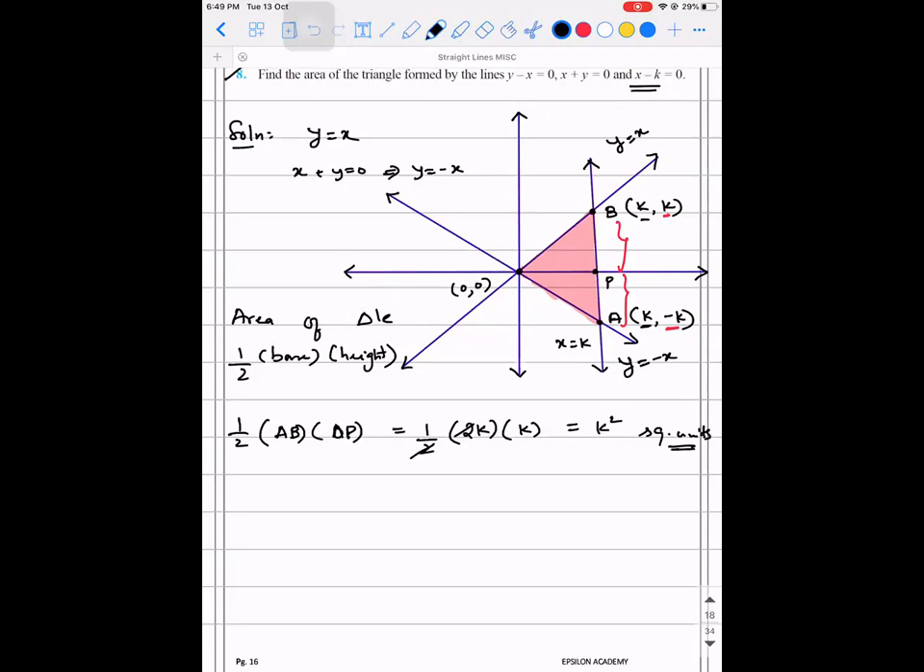Sometimes what will happen is you might not get this idea. If you don't get this idea, what is the alternate method in which you can do it? You can do it in the form half into x1 into y2 minus y3 plus x2 into y3 minus y1 plus x3 into y1 minus y2. You know this formula already, right? You can do it in this method also. It will still give you the same answer. Whichever is comfortable, you can do it. Okay?